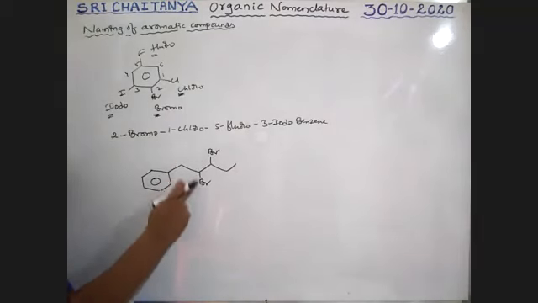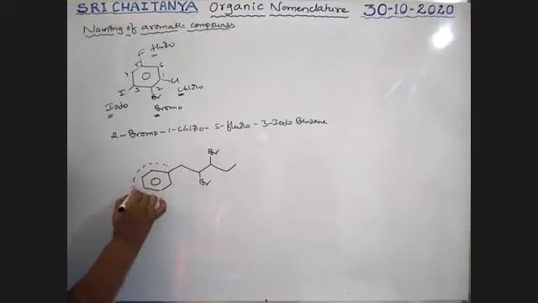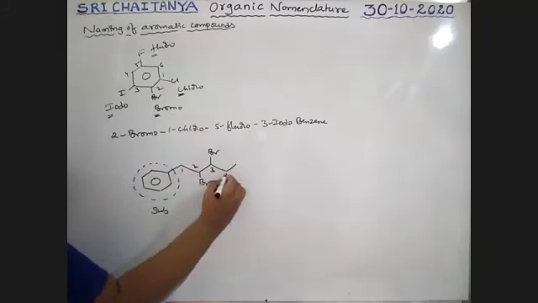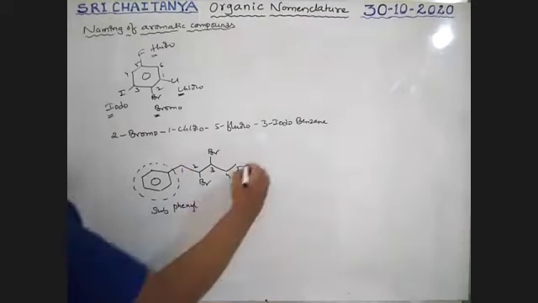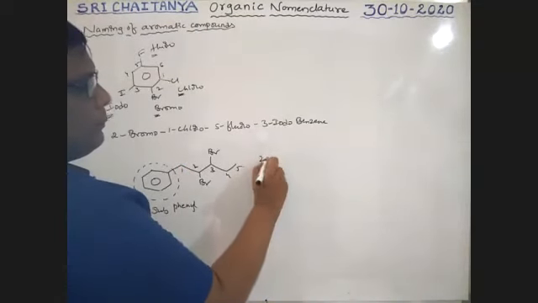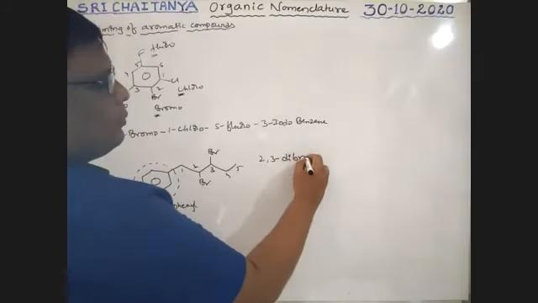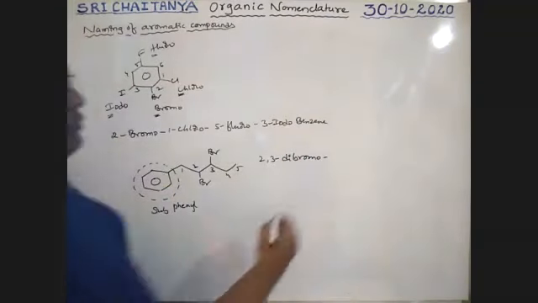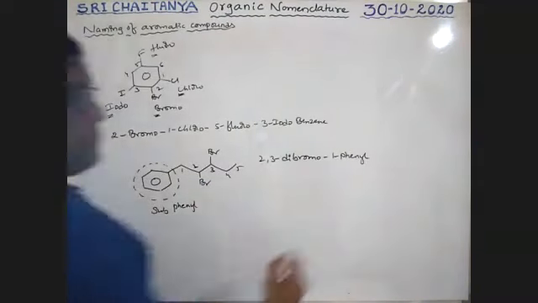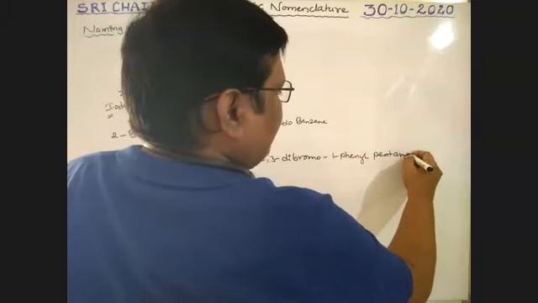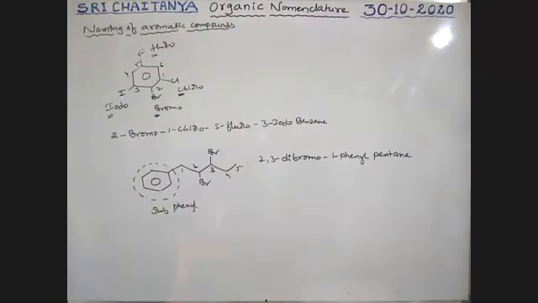See here, boys. These two substituents are not here. Therefore, here it is substituted. 1, 2, 3, 4, 5. So therefore, it is a phenyl ring. Phenyl. So 2, 3-dibromo, 1-phenyl pentane. So 1-phenyl pentane is the name of this compound.